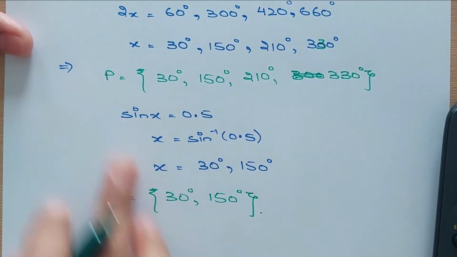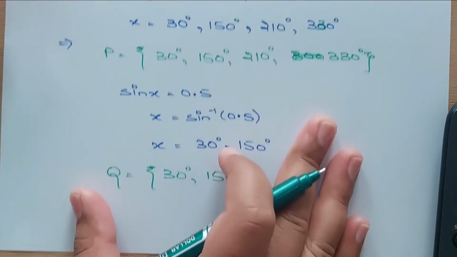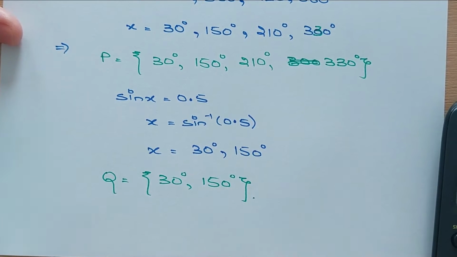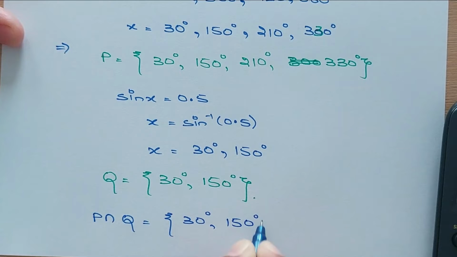Right, now we have the set P and the set Q. Now the question is we need to find P intersection Q. So the common ones are 30 and 150. So we can say that P intersection Q is equal to 30 degrees and 150 degrees.